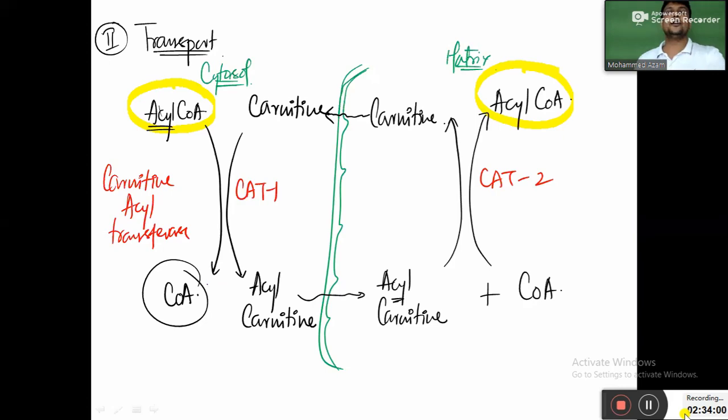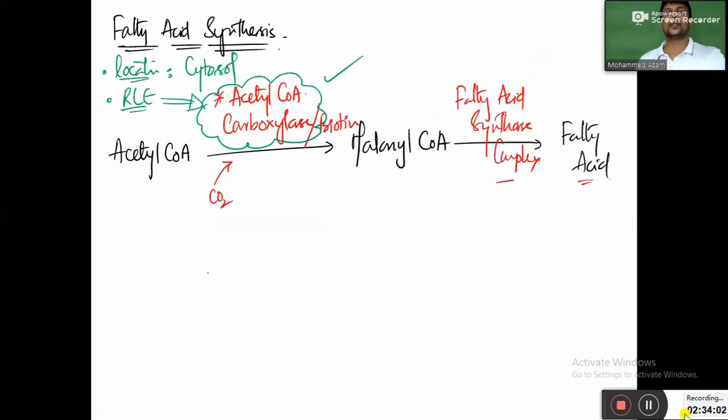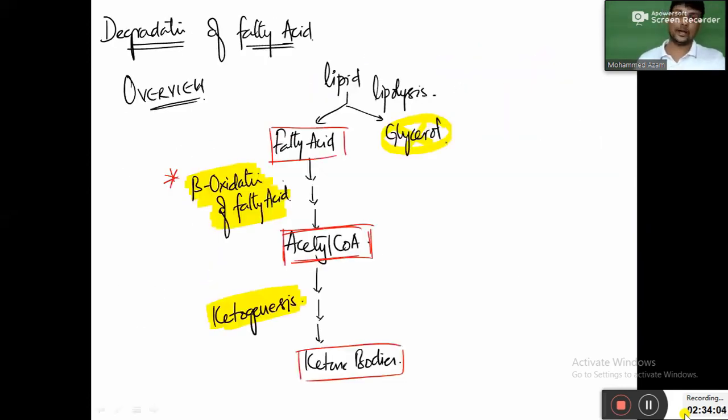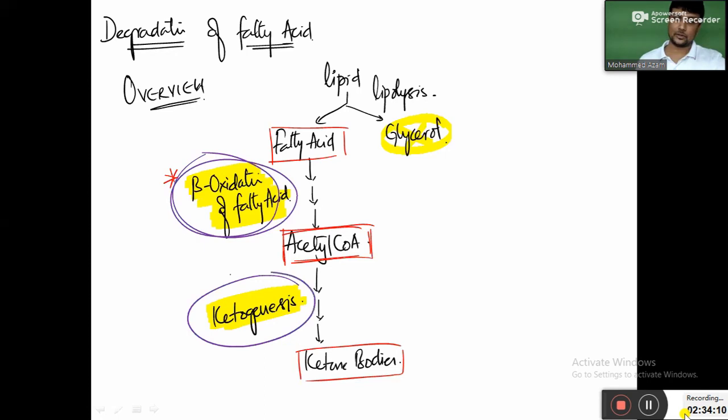Now please welcome back to the overview right now. In the overview, we are done with the beta oxidation of fatty acid. What have we done? Beta oxidation of fatty acid. Now welcome to ketogenesis. But before learning the formation of ketone bodies, you should know what are ketone bodies.